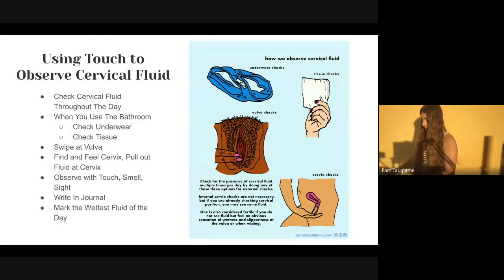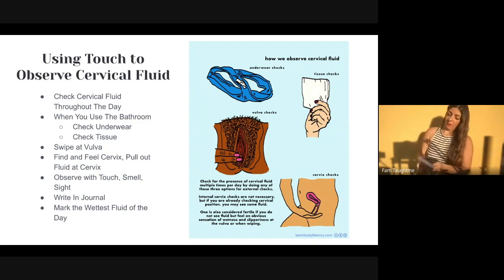So when you go to sit on the toilet, you basically take your square of paper, and before you actually urinate, you're going to swipe from front to back, swiping over your vulva. So you might start around your clitoris area and then wipe back towards your anus. And when you're doing that, you are going to feel for the sensation on the tissue as you wipe.